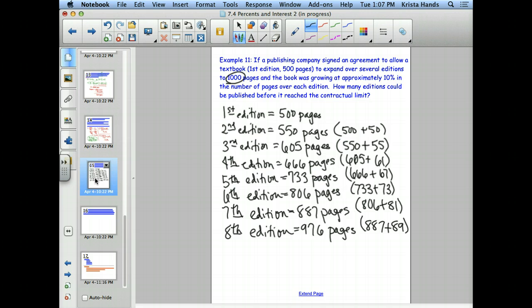Okay, it says how many editions could be published before it reaches the contractual limit? 8, right? Because if I get one more edition, I'm over 1,000. And I'm supposed to have a limit of 1,000. So it can have 8 editions.